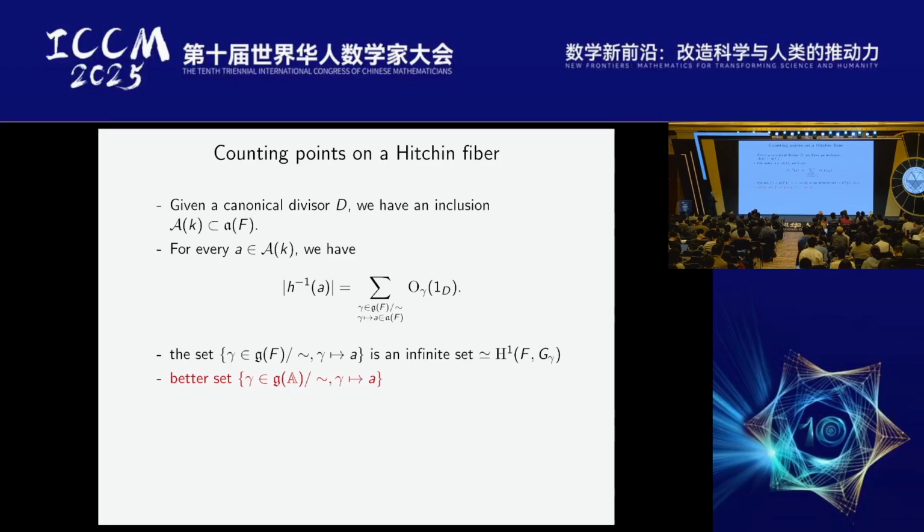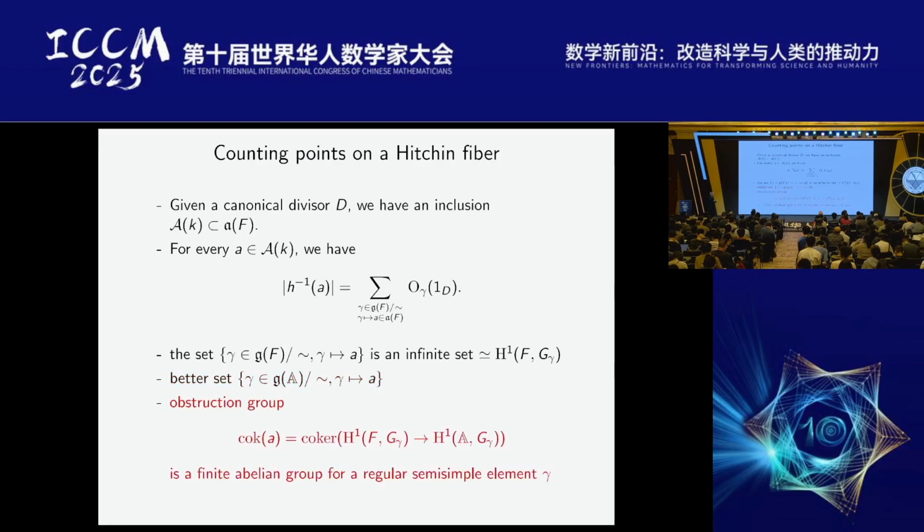So what is somehow a better set would be the set of the gamma in G(A), adelic, that have these characteristic polynomials, and the defect between the two sets, either the global conjugacy classes or adelic conjugacy classes, is measured by this obstruction group called some H1, some co-kernel groups. And this is usually a very small group, Z mod 2Z or Z mod 2Z times Z mod 2Z and so on.